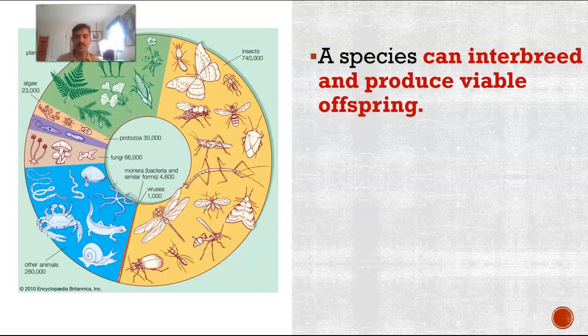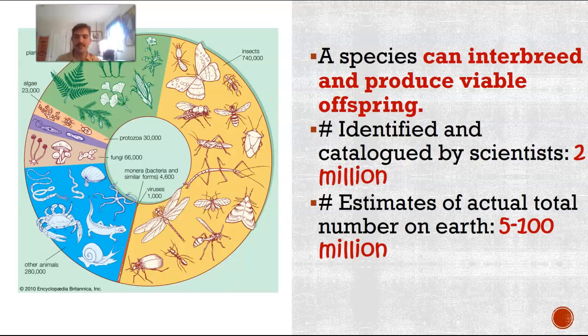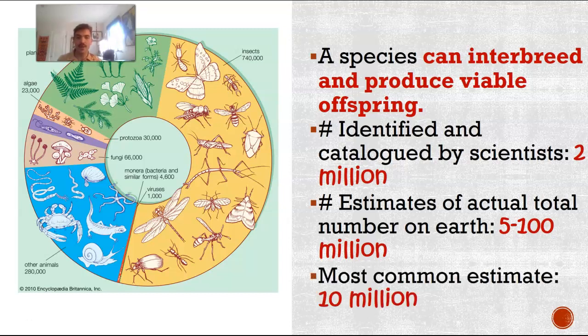So a species can interbreed and produce viable offspring. The number identified and cataloged by scientists is 2 million species on the planet. And the estimates of the actual total number on Earth are 5 to 100 million species. And the most common estimate is 10 million species on Earth. And think about that. We only know 2 million of the species out of 10 at the low end. So there's so many different kinds of organisms we don't even know about.